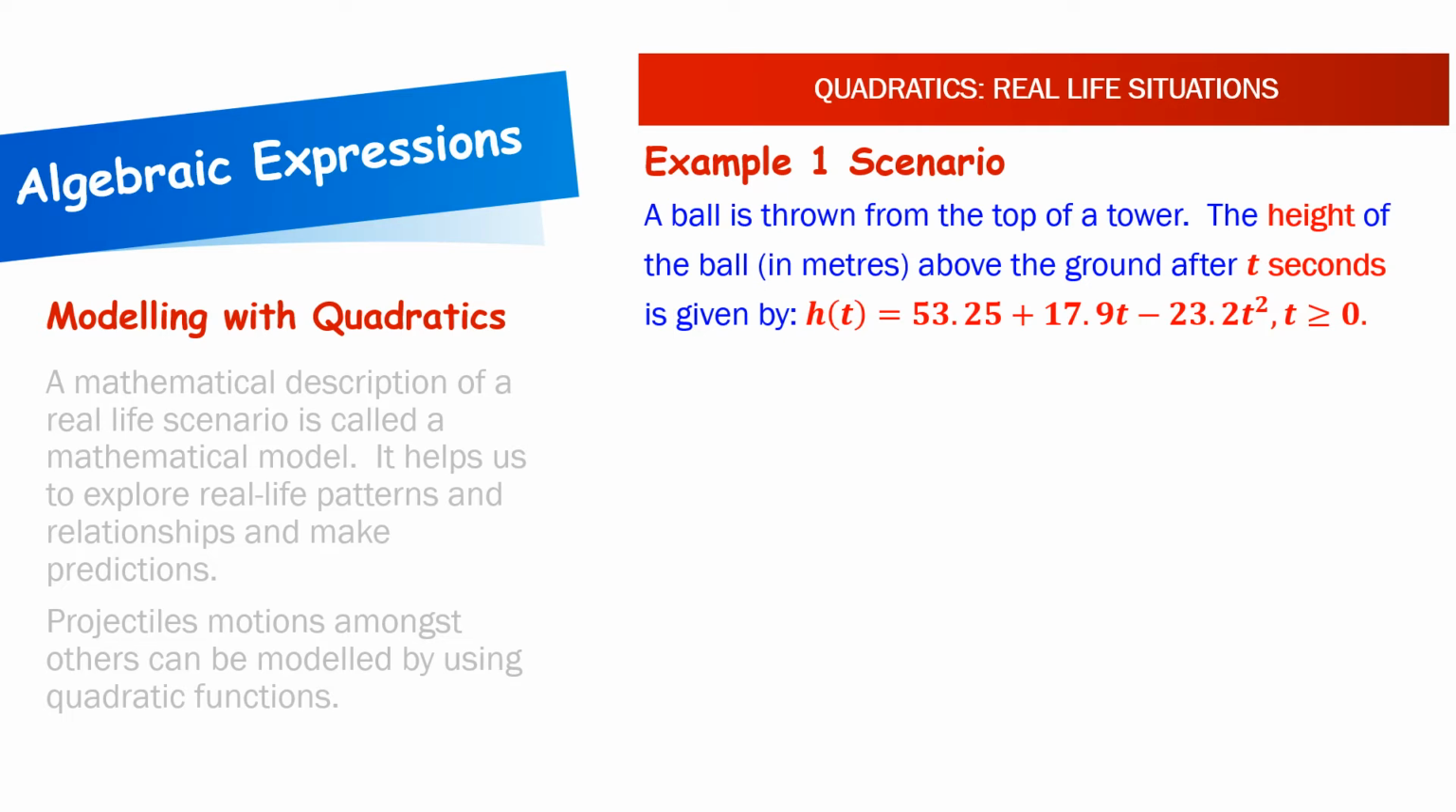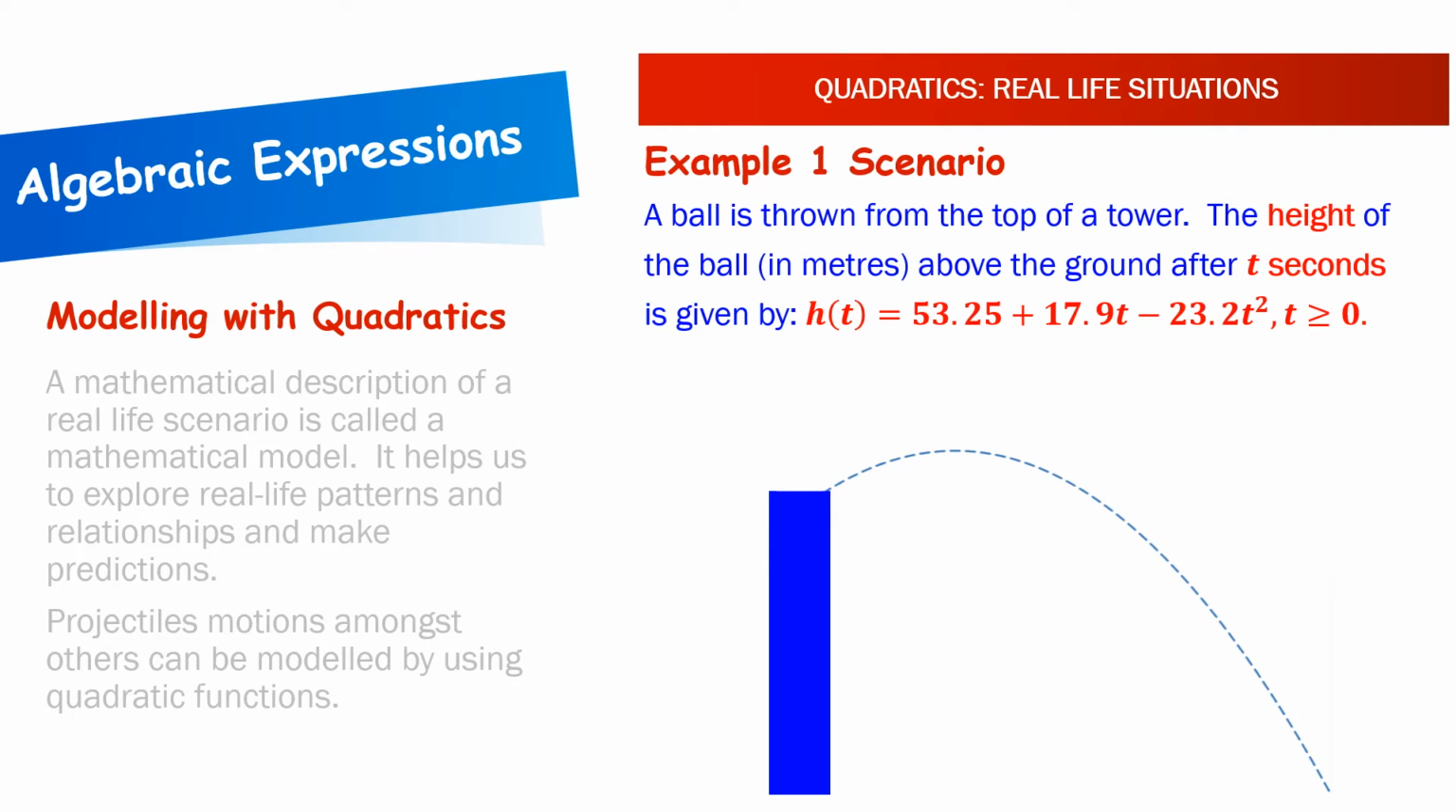Now if we consider a tower and the ball is thrown from the top of this tower, then it falls in this kind of motion. So it's a projectile, or it takes the shape of a quadratic, as shown. Suppose we consider a point at which the ball passed through, say here. H of t denotes the height of the ball above the ground, and t denotes the time that has elapsed.